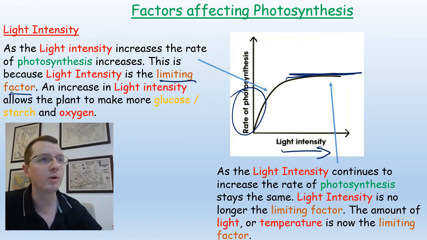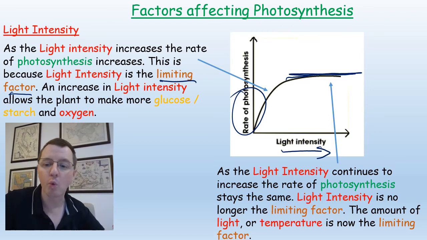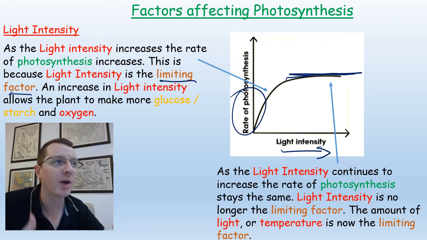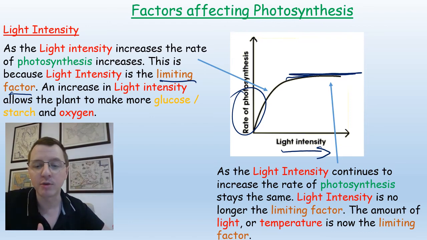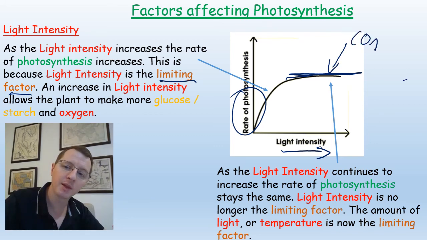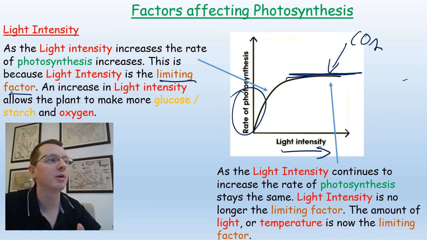And explaining is always where we're trying to say why something changes. So as the light intensity continues to increase, the rate of photosynthesis stays the same. And this is because light intensity is no longer the limiting factor. Something else is slowing down the rate of reaction. In this case, it could be the amount of carbon dioxide or the temperature that we do not have enough of. For example, if it's the amount of carbon dioxide that's limiting things here, then if we don't have enough carbon dioxide, we can't create new glucose molecules.